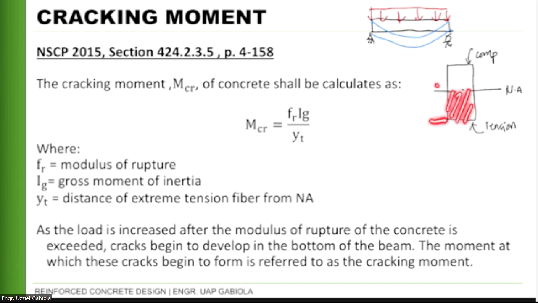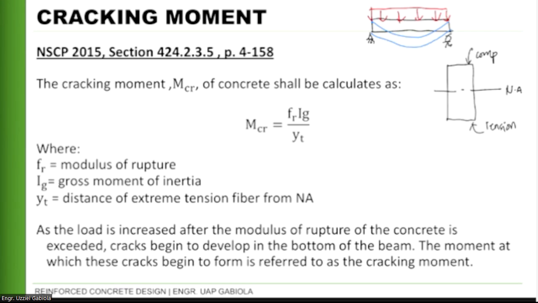That is why we get the value of y from the cracking moment formula, from the extreme fiber of the tension side. Okay, that is why YT. Then we have the gross moment of inertia. If our section is irregular in shape or not rectangular, we will just use the transfer formula to get the overall inertia of the components with respect to a reference axis.